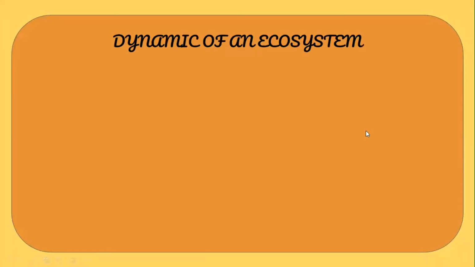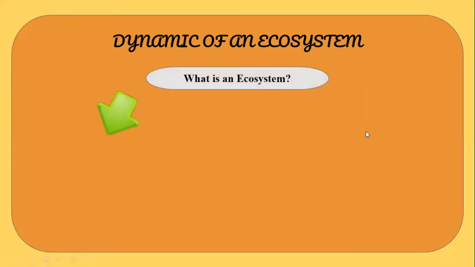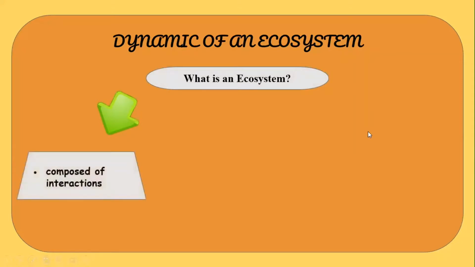Assalamu alaikum and hi everyone. My name is Haris Hazmi and here I will talk about the dynamics of an ecosystem. So, what is an ecosystem? Basically, an ecosystem is composed of the interactions between populations as well as their physical environment.